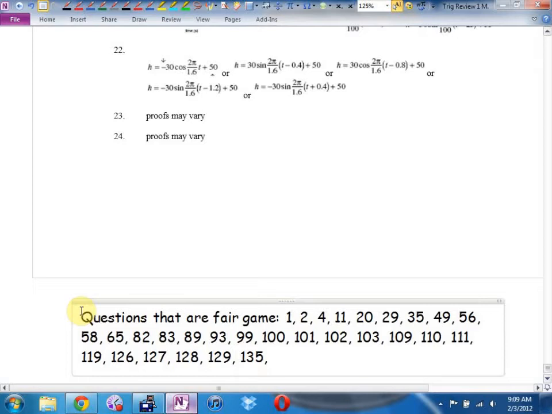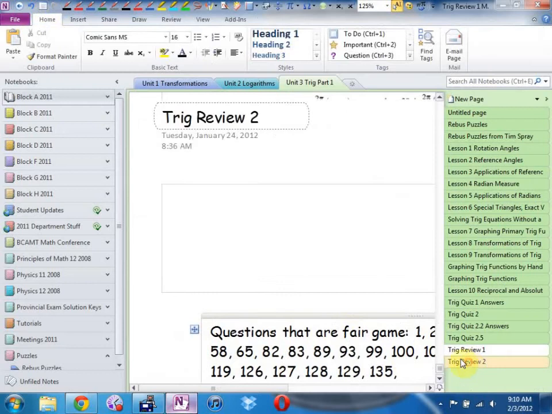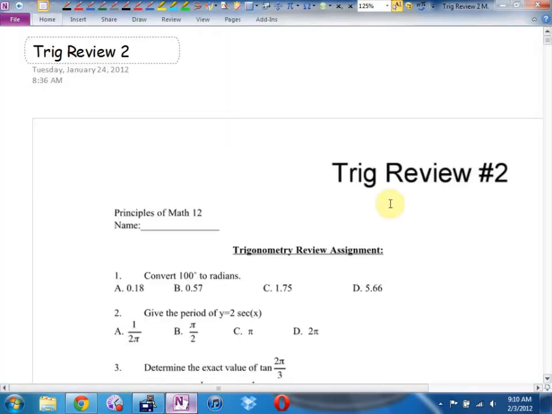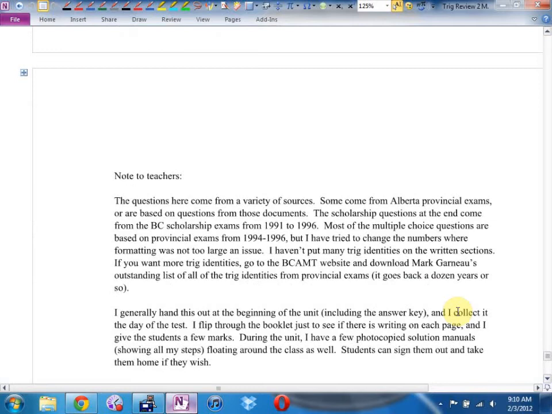Then if you can look at trig review number 2, which is this one here. I have my little note. Did I attach a little note to teachers on this one? Yeah, I forgot. I got to remember to nuke that. Anyhow, questions you can do.